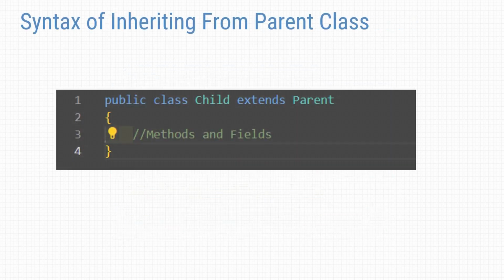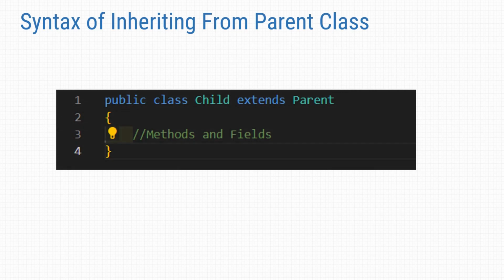Now let's see the syntax of inheriting from a class. We know how to declare a class. This is nothing but the public keyword, and class is the keyword to declare a class.